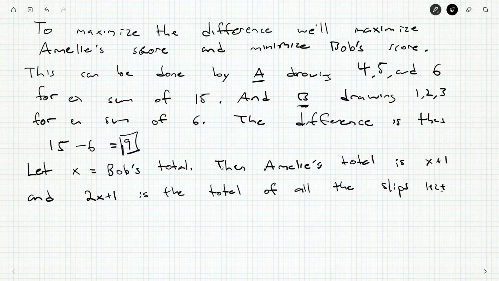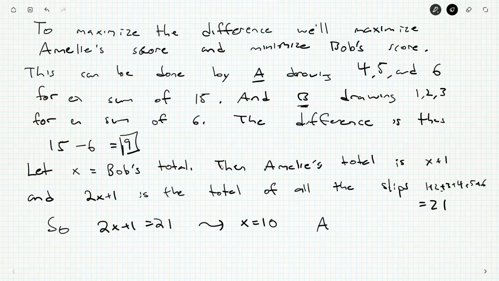And so that's 1 plus 2 plus 3 plus 4 plus 5 plus 6, and that's 21. So 2x plus 1 is 21. x is going to be equal to 10. So Bob's total needs to be 10.